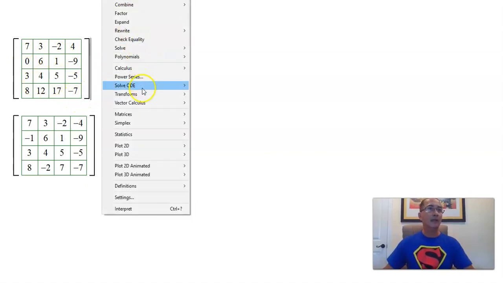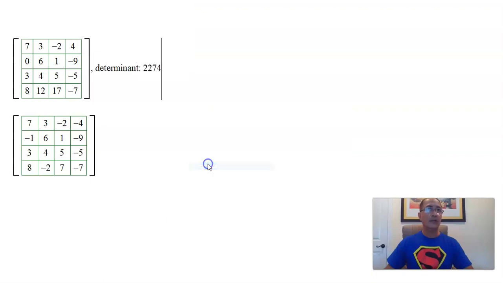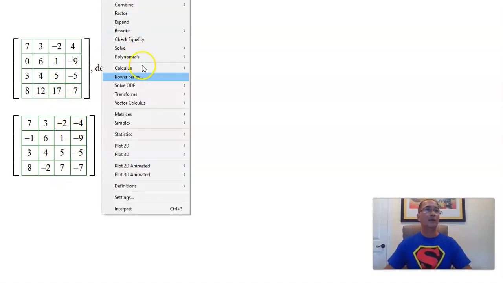Alright, so let's do an example just for fun. So here's the matrix that we had in our previous example, and its determinant was 2274. Okay, so I made a copy of that matrix, and I've said before, matrices are very sensitive creatures. So they're almost the same. I changed 4 to minus 4, 0 to minus 1, kept the third row, 8, negative 2 instead of 12, 7 instead of 17. Okay, a few subtle changes here and there.